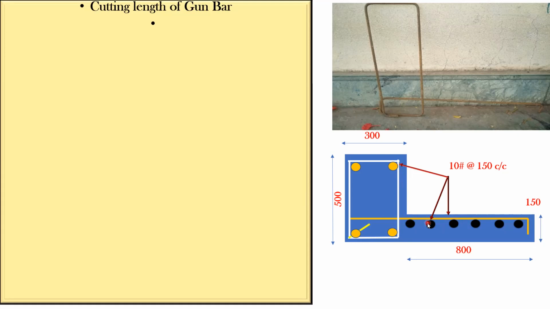So all the three, they have given it is a 10 diameter bar, and the spacing is 150 center to center spacing. And from this outer to the inside of this beam, I mean up to the outer of this beam, I can say this length is 800 mm what they have given. Got it? So we'll start to do the calculation for that.